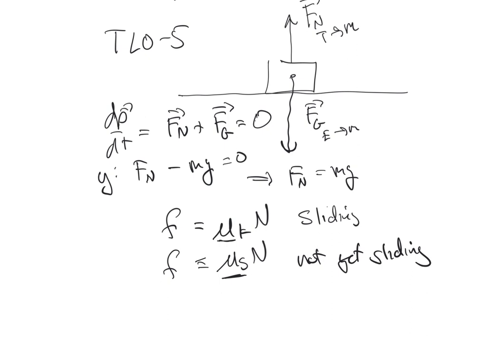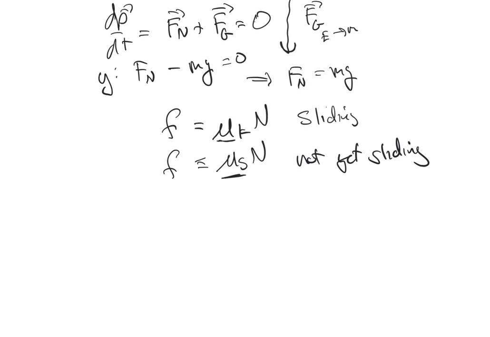The less than sign simply means that if the frictional force is not sliding, it's not any greater than mu s times n. Mu s times n is the limit. That's the maximum value of the static friction you can have before it starts to slide. So that's that idea.